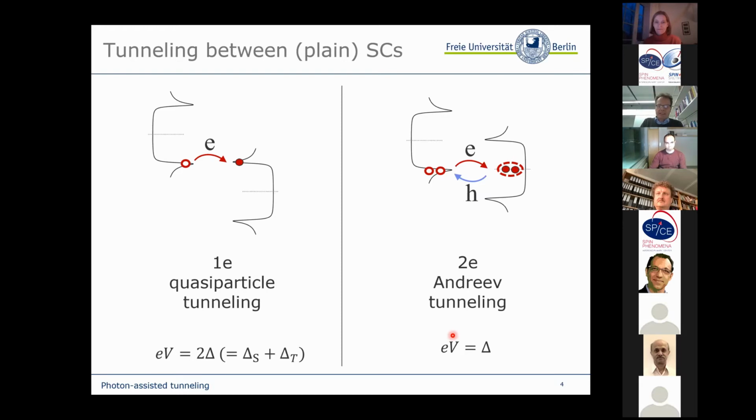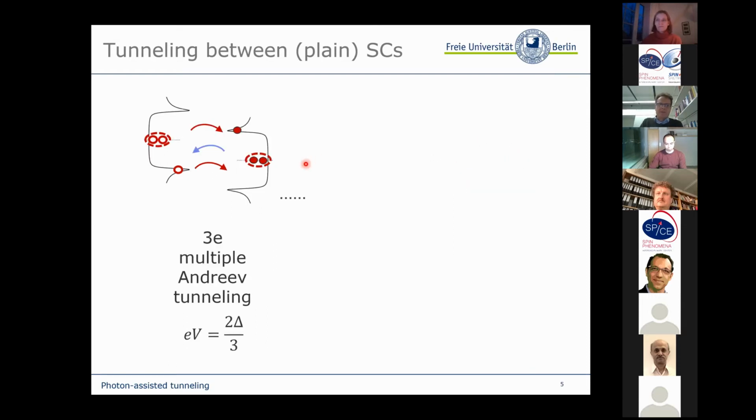While it may be natural that it's electron pairs that carry the current between superconductors, of course, it can actually be any number of electrons that are being transferred in these tunneling processes by multiple Andreev reflection. And here is an example of a process that transfers 3 electrons, and this consists of two Andreev reflections.